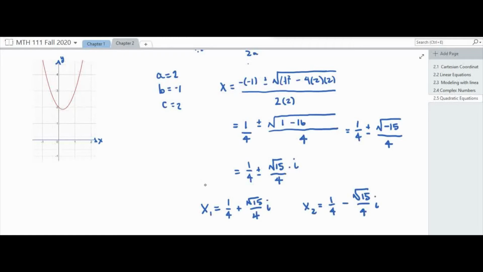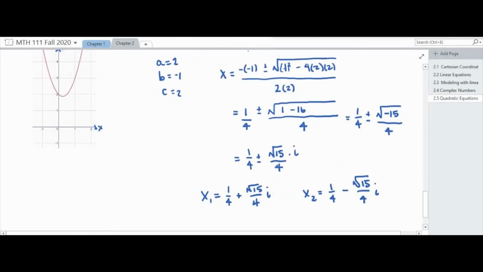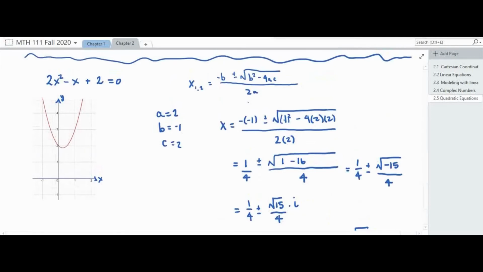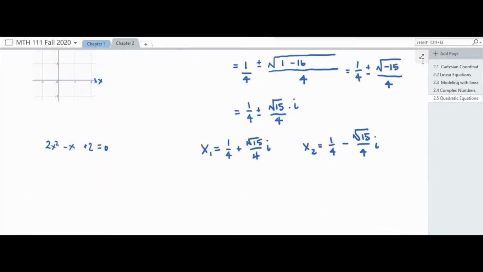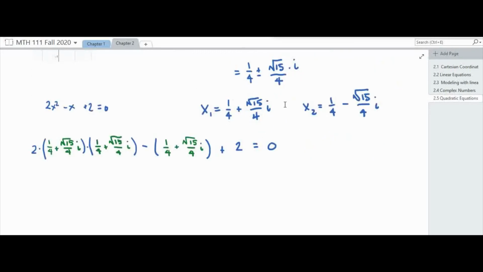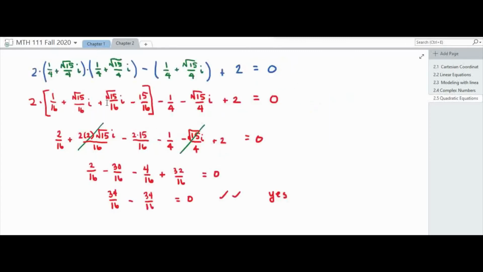So you'll always get two solutions, and like I said, these are solutions to the problem, but they're complex numbers. So you could take either of these two complex numbers, stick them back into this equation, work it out, and it should equal 0. So here I've done that. I've taken the first one, x1, and I've stuck it back in this equation, set it up to multiply out, and see if the left side equals 0. And here I've worked this out, so you can see that the imaginary terms cancel out, and eventually you get down to 34/16 minus 34/16 equals 0. So you see that it does work.